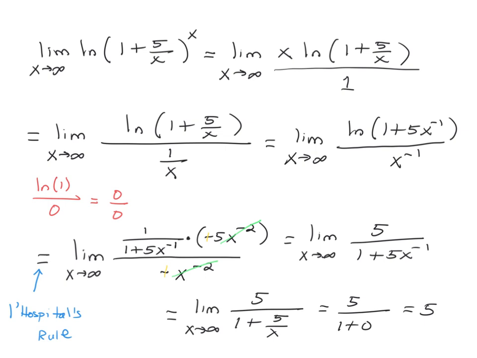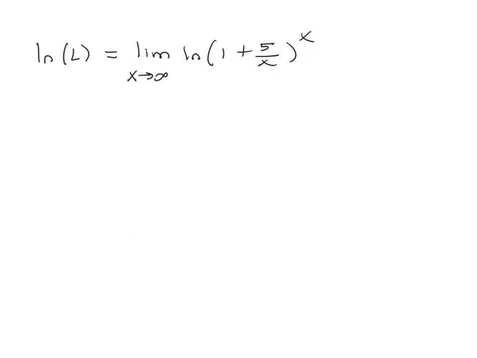So I'm going to open that up on a new slide. From our previous work, we saw that the natural log of the limit is equal to the natural log as x goes to infinity of this thing. And we just did a bunch of work to show that this whole thing here is equal to 5. So said another way, the natural log of the limit L is equal to 5.